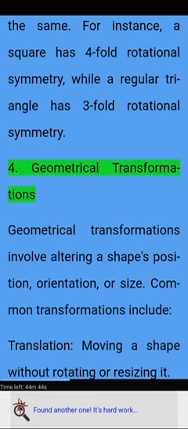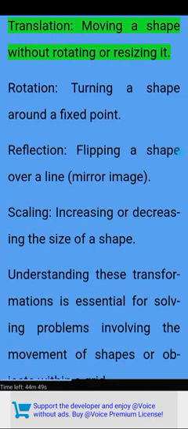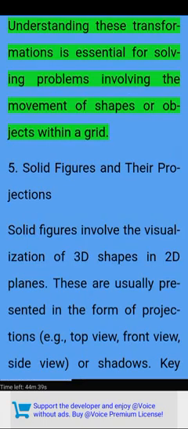4. Geometrical transformations. Geometrical transformations involve altering a shape's position, orientation, or size. Common transformations include translation, moving a shape without rotating or resizing it. Rotation, turning a shape around a fixed point. Reflection, flipping a shape over a line, mirror image. Scaling, increasing or decreasing the size of a shape. Understanding these transformations is essential for solving problems involving the movement of shapes or objects within a grid.